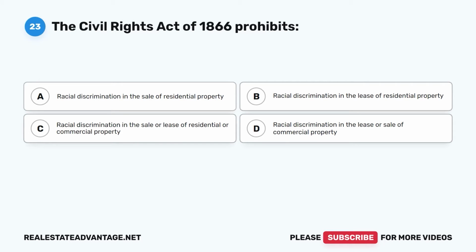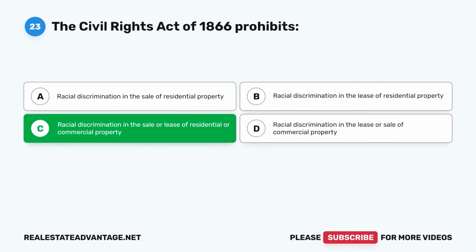Question 23. The Civil Rights Act of 1866 prohibits A. Racial discrimination in the sale of residential property. B. Racial discrimination in the lease of residential property. C. Racial discrimination in the sale or lease of residential or commercial property. D. Racial discrimination in the lease or sale of commercial property.